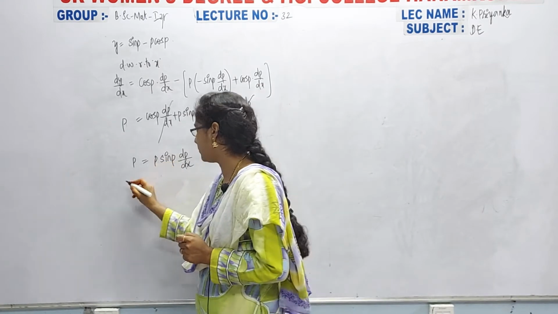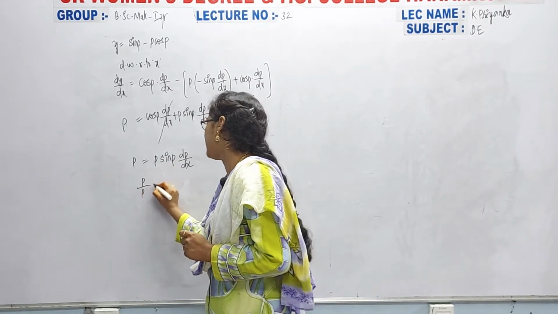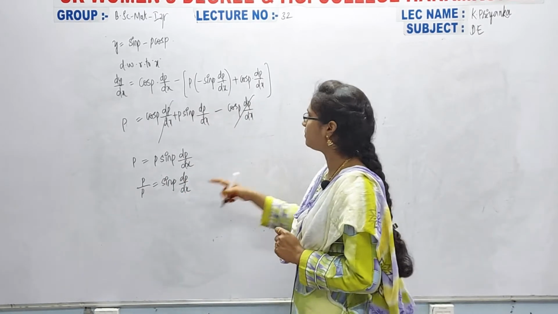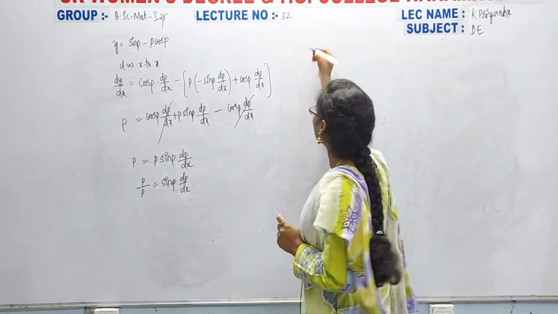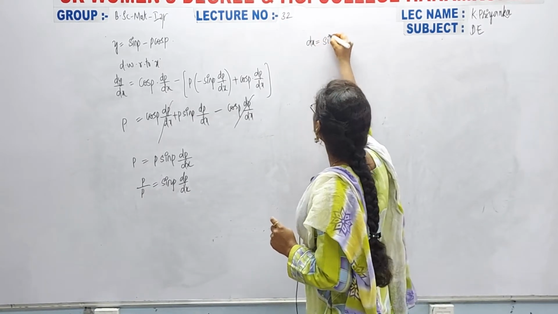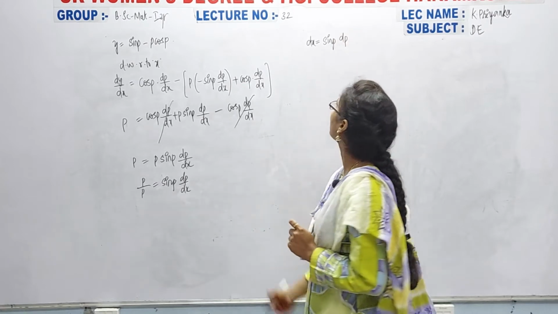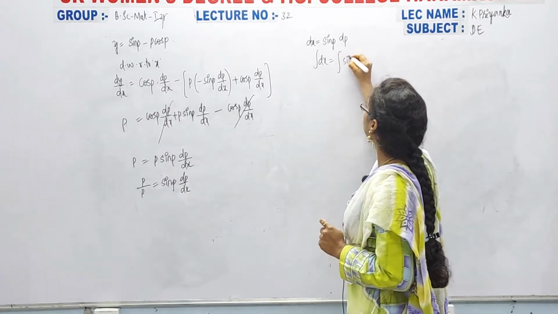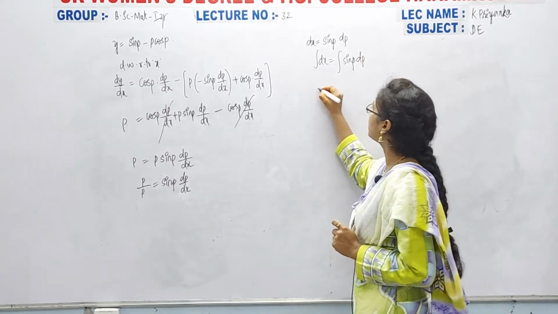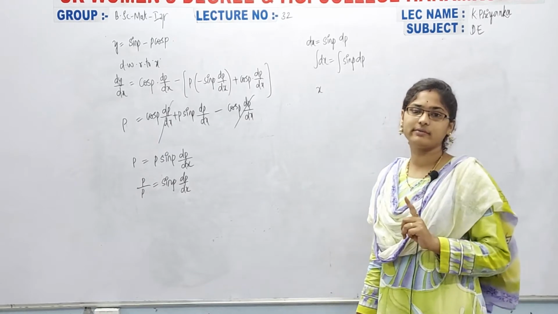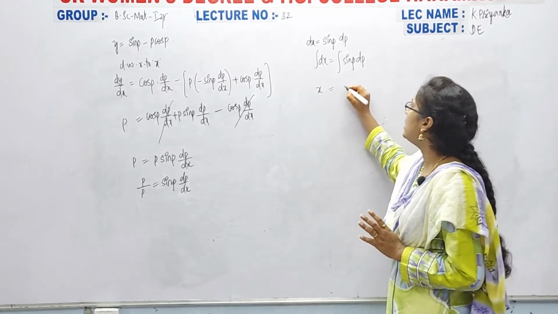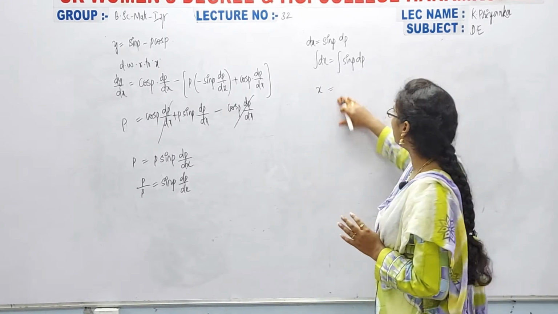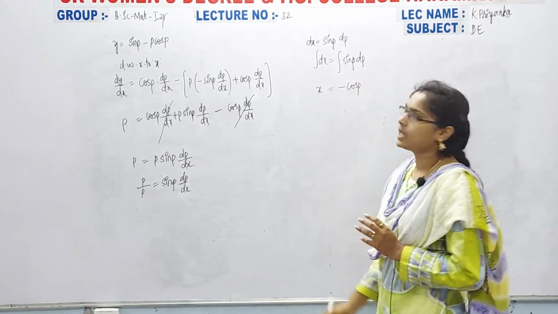Actually here we have p on both sides, so I am taking this p to this side, p by p equal to sin p dp by dx. Now we will get 1 into dx, cross multiplication, so dx equal to sin p dp. Now we have to take the integration on both sides. Integration of 1 with respect to x is x, which is equal to integration of sin p. What is the integration of sin? We will get minus cos p plus c.